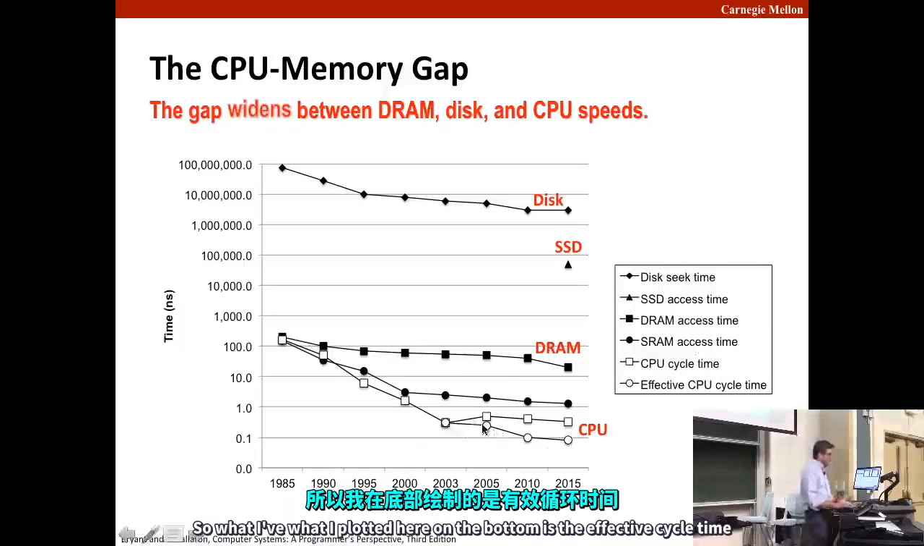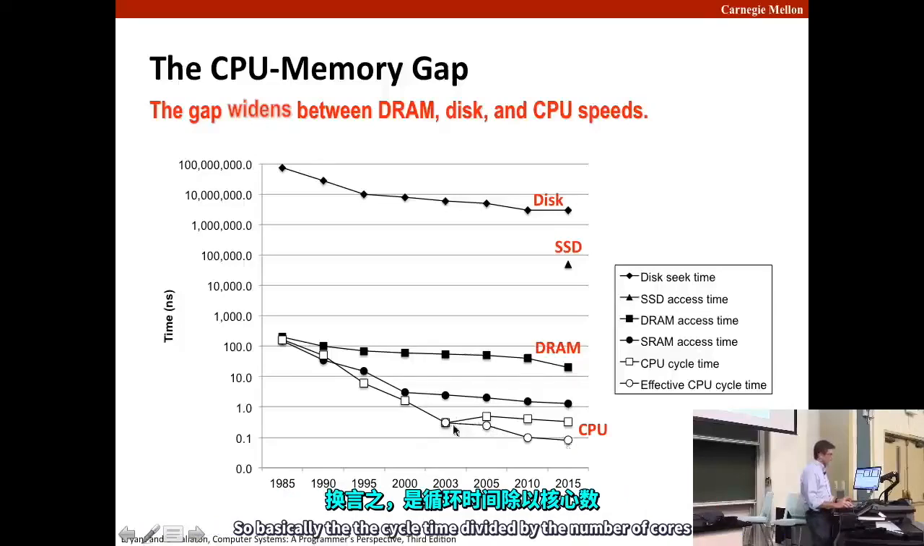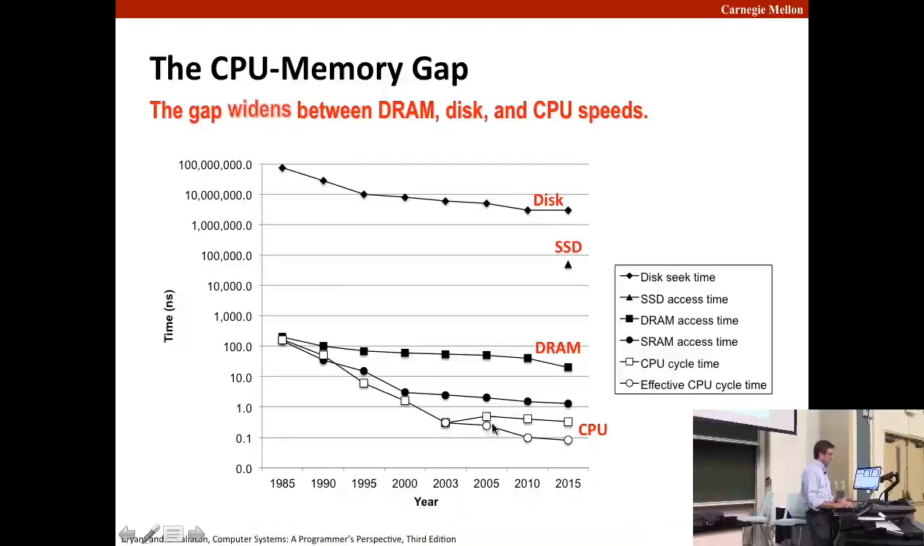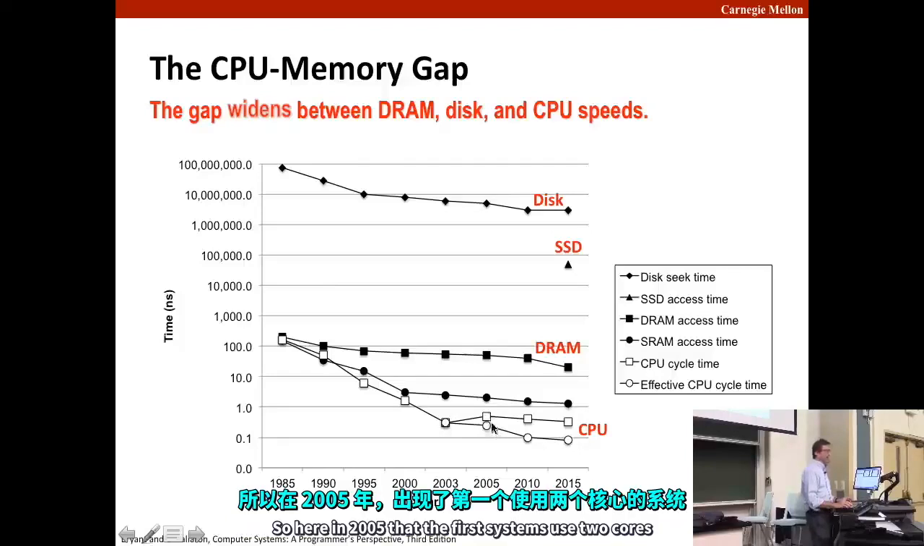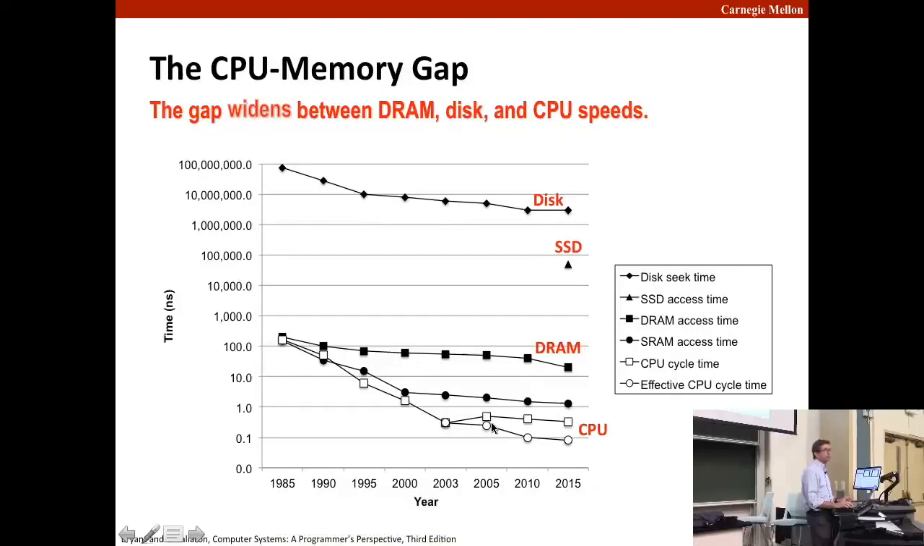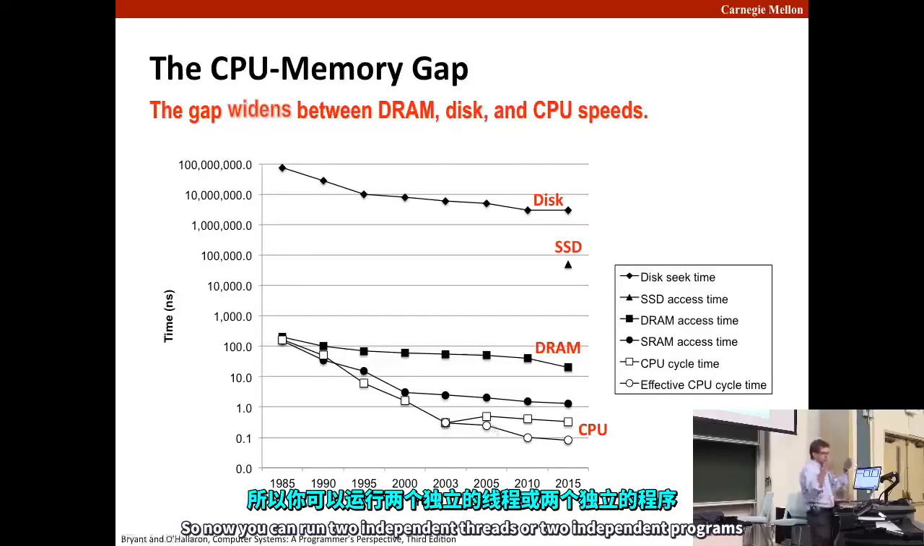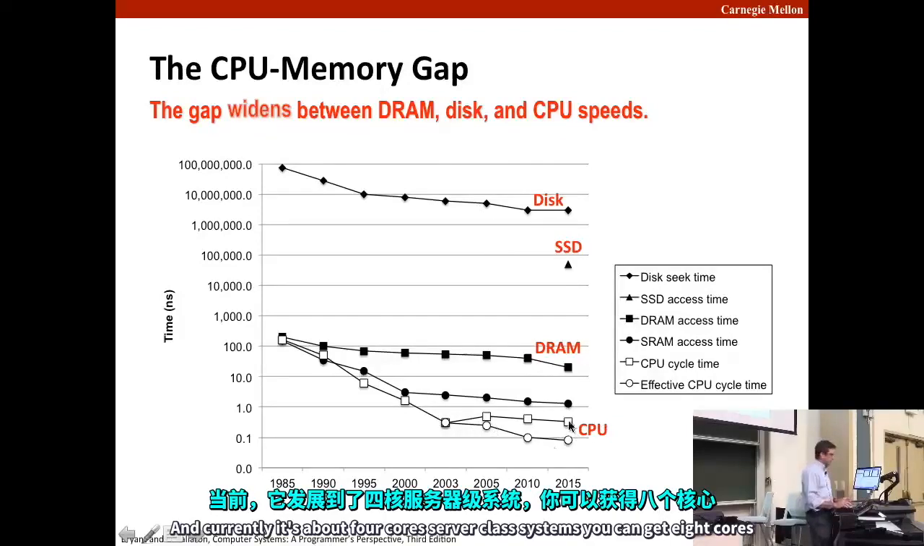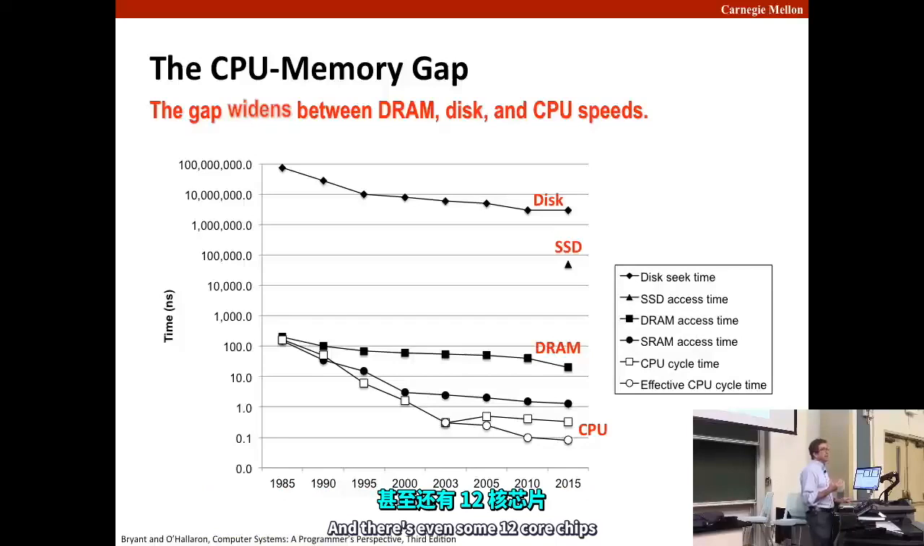So what I've plotted here on the bottom is the effective cycle time, basically the cycle time divided by the number of cores. Here in 2005, the first systems used 2 cores. So now you can run 2 independent threads or 2 independent programs. Currently it's about 4 cores. With server class systems, you can get 8 cores. And there's even some 12-core chips.